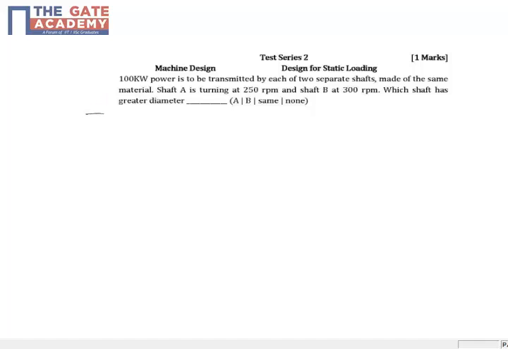Okay, so let's discuss another question. Basically, 100 kilowatt power is to be transmitted by each of two separate shafts. So you have two separate shafts, and each of them has to transfer 100 kilowatt power. The material is the same, and the speed is different: 250 rpm for one and 300 rpm for the other. Now, which shaft will have the greater diameter?